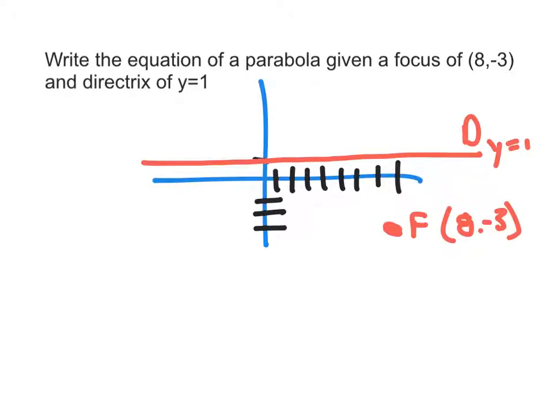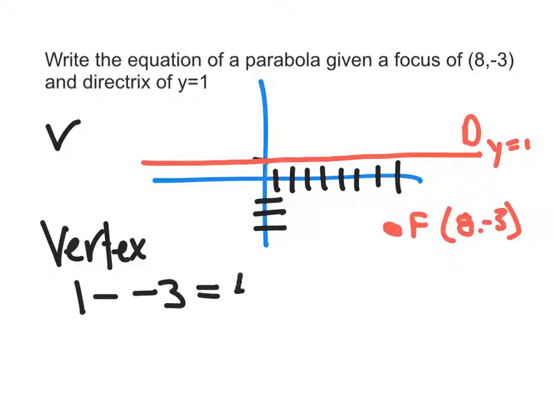All right, so I've got my picture drawn. Focus is labeled, directrix is labeled. That was step 1. So check step 1. Step 2 is to find the vertex. Okay. So again, I'm going to say it's the difference between the two. So I'm going to say that's 1 minus -3 for a difference of 4.